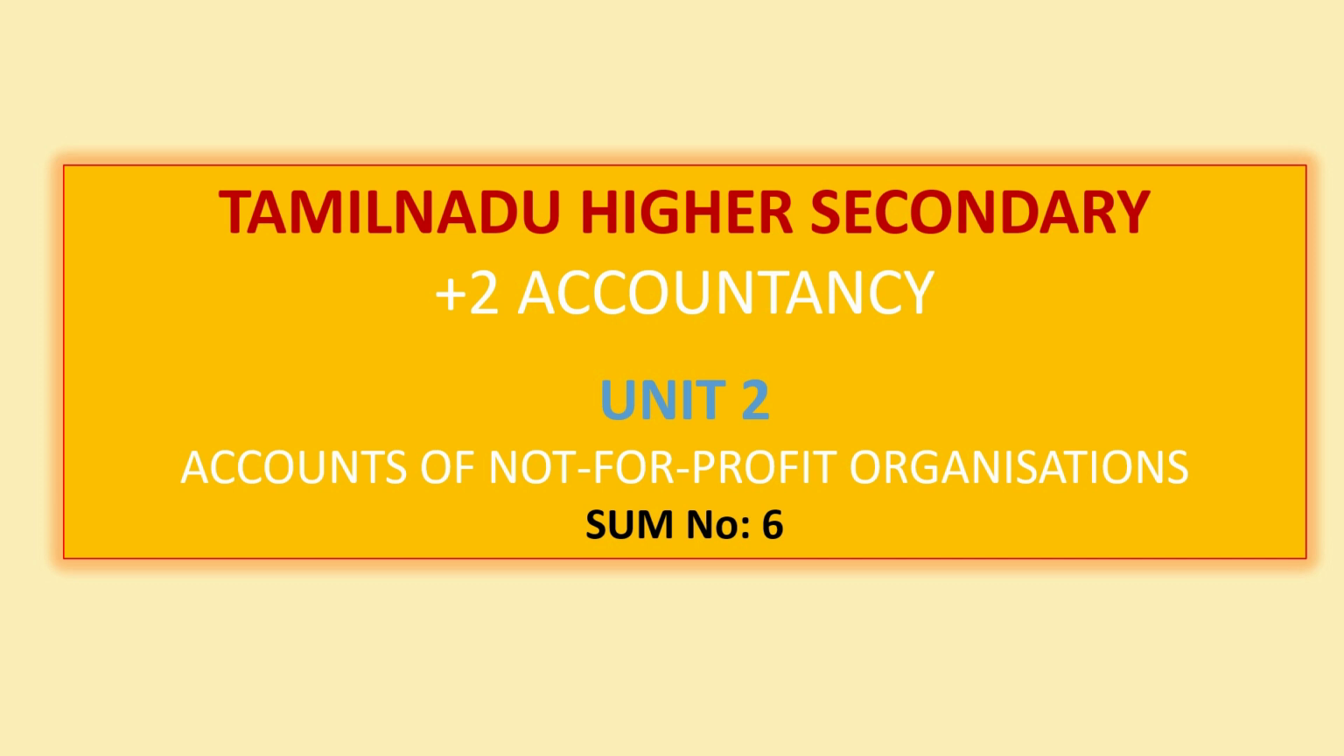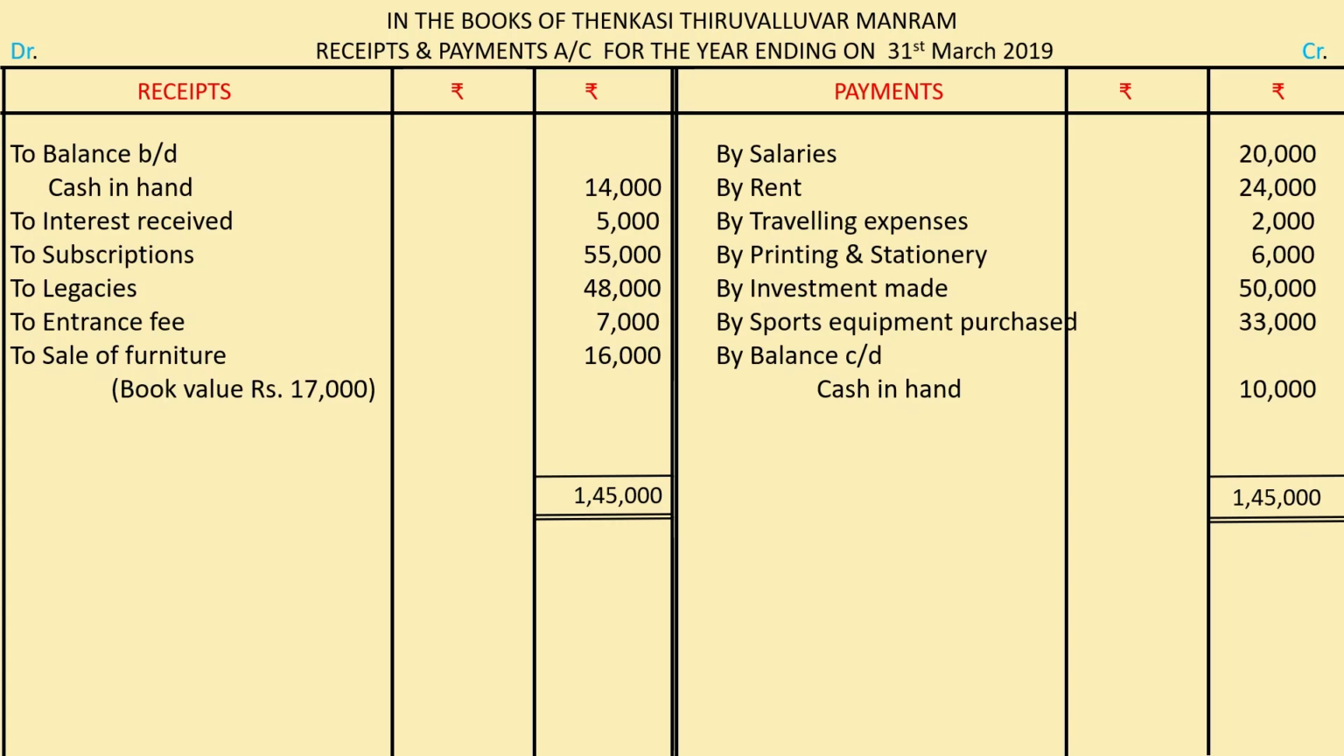Let us solve sum number 6 from accounts of not-for-profit organizations, Unit 2. The receipts and payments account for the year ending 31st March 2019 of Tengasi Tiruvallur Mandram is given. The receipts on the debit and the payments on the credit. We have to prepare an income and expenditure account for the year ending 31st March 2019.